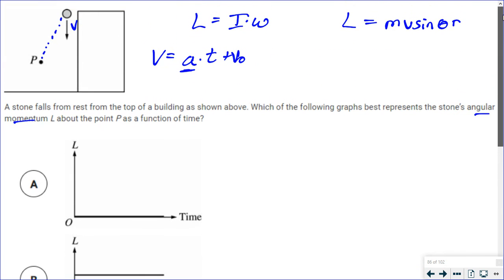You could go through and choose a couple points here and actually calculate that out and show that it's a linear relationship. But the reason it's linear is because acceleration is constant.